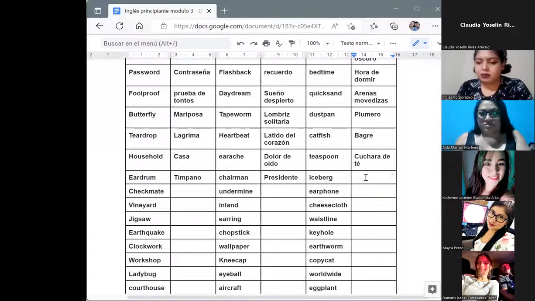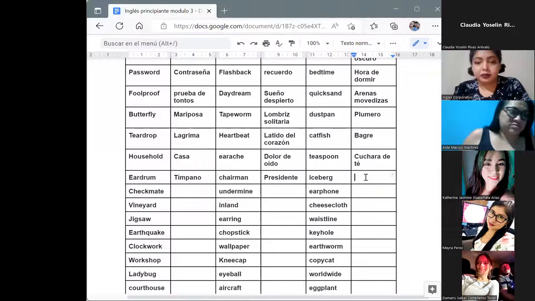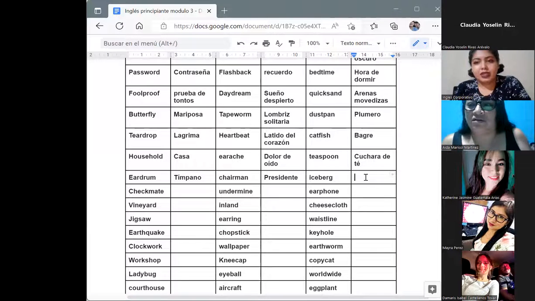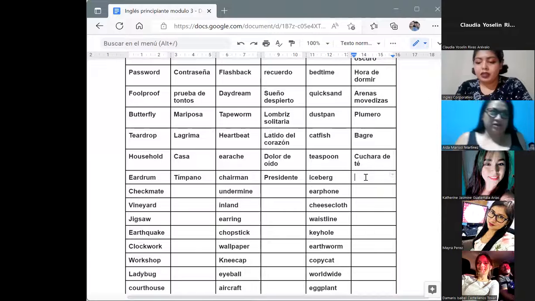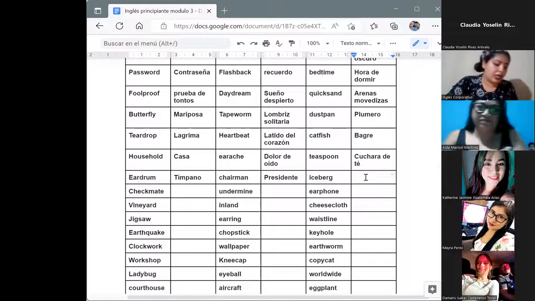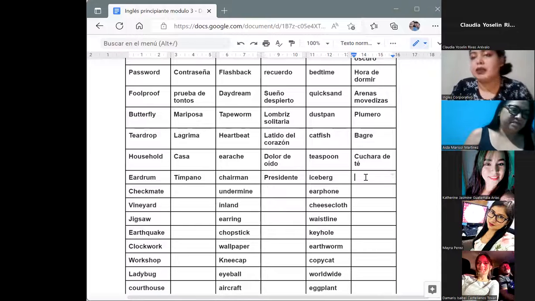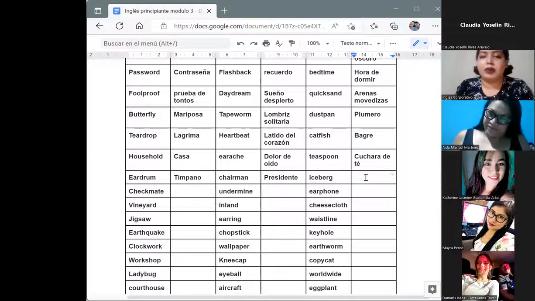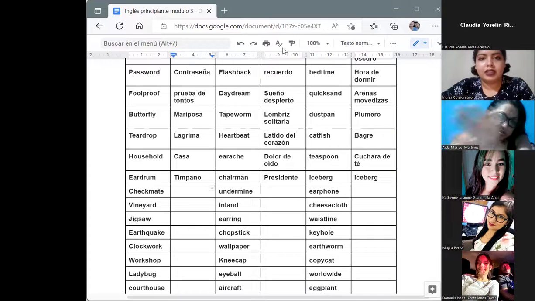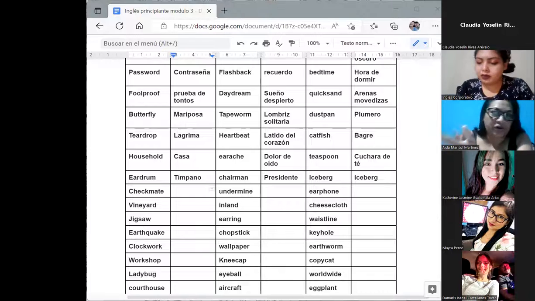Iceberg. Es un glacial. Es un témpano de hielo. Sí, se puede traducir como un témpano de hielo, una pieza gigante de hielo, pero también lo llamamos iceberg en español. Es lo mismo. Checkmate. Es como correo.